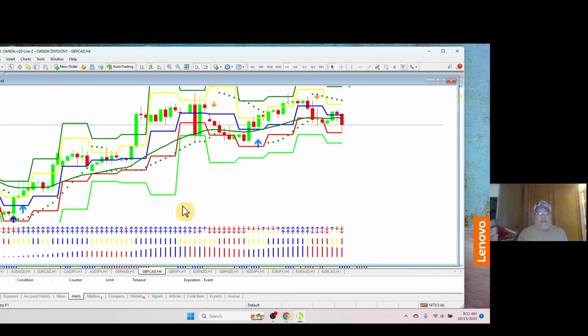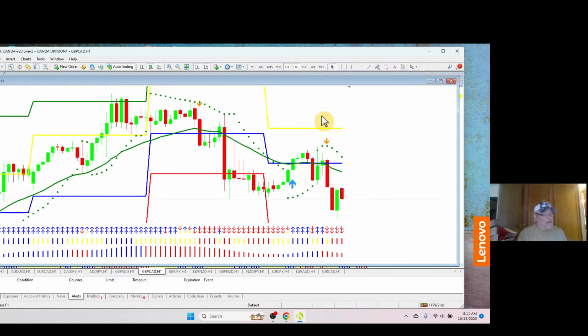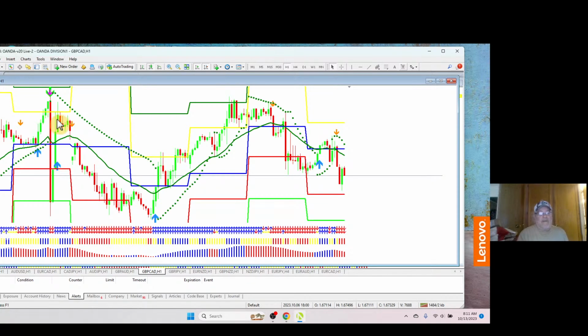The pound CAD 4 hour kind of ran away, looking for a buy opportunity to come back down here. We'll look at the pound CAD on the 1 hour. Squeeze the picture in so we can see it better. There was the sell up there. You see it came right back up to it. That was your opportunity to sell.